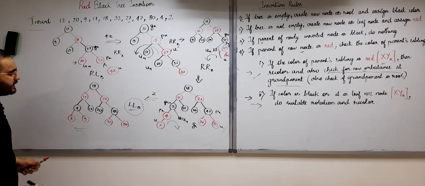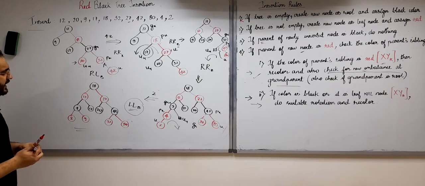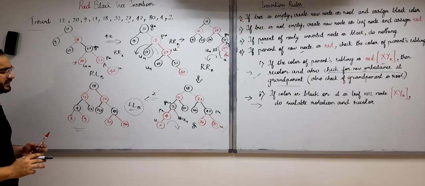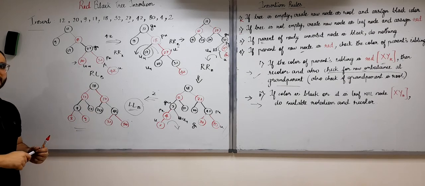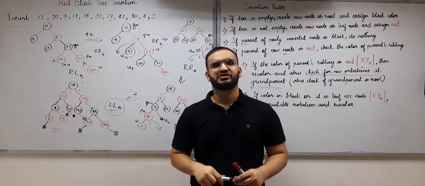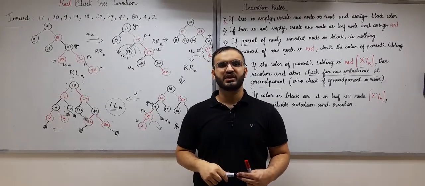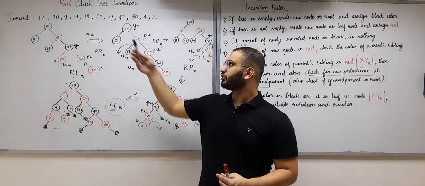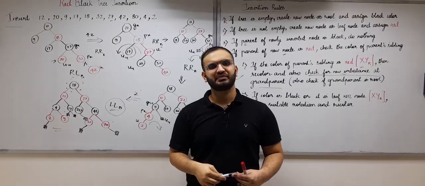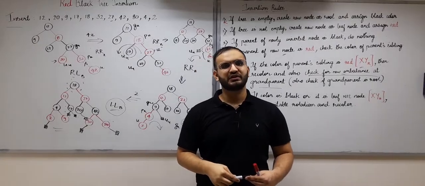We have inserted all the 11 elements, and this is what we will get. If you check this red black tree, you will see that it follows all the properties of red black trees. So that's it from this video. I hope now you have understood how to do insertion in red black trees. For a better understanding, you can solve such kind of insertion problems yourself. In the next video, we will learn deletion in red black trees.